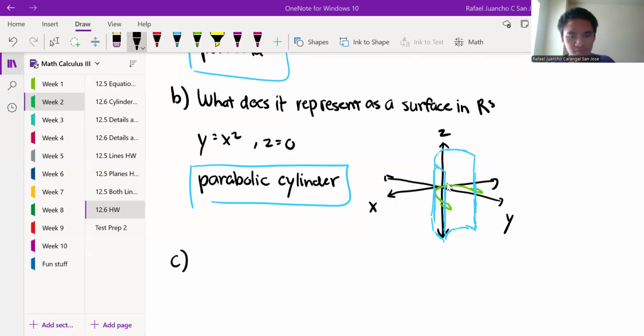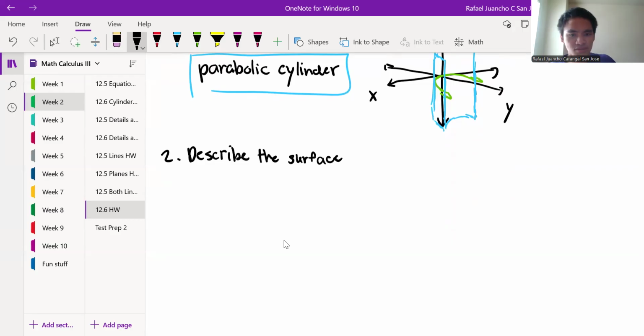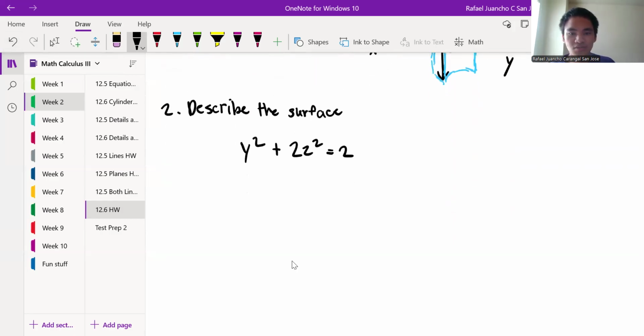Okay. Next thing we want to do, number 2, here we're given an equation and we want to describe what kind of surface it is. So here we're given y squared plus 2z squared equals 2. So here we're describing it in 3D. Here we can already tell that x is 0 by default because there's no x. We have y squared and 2z squared is 2.